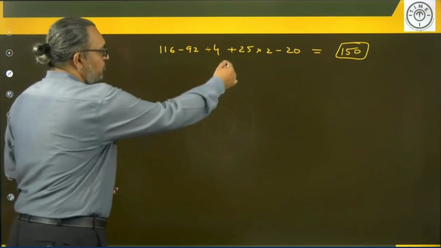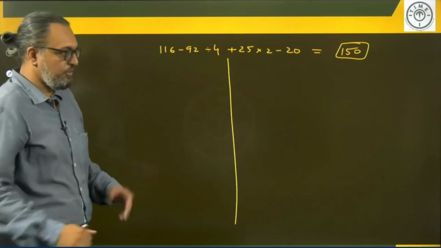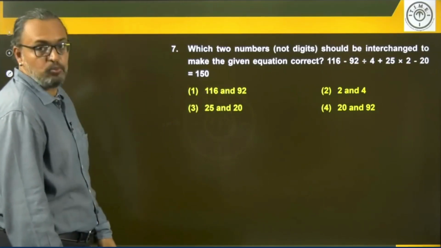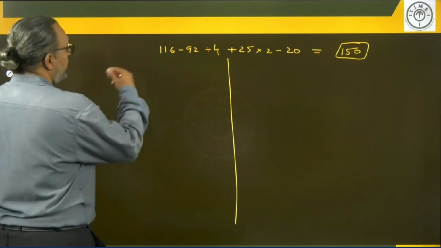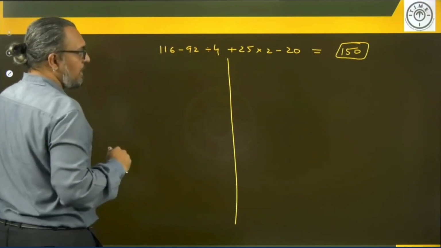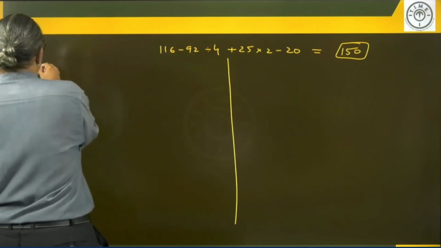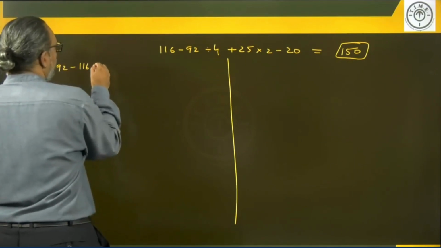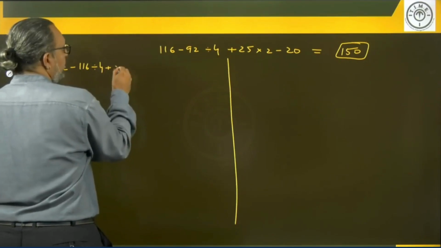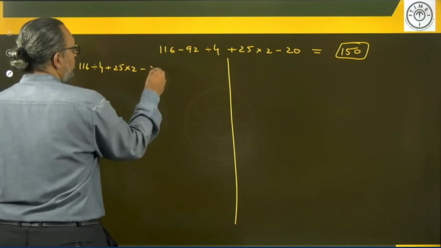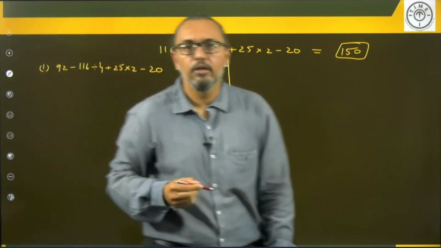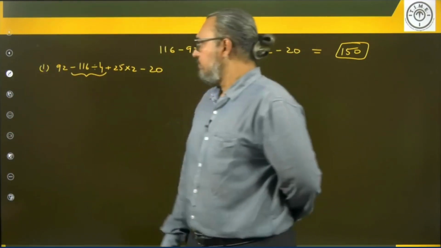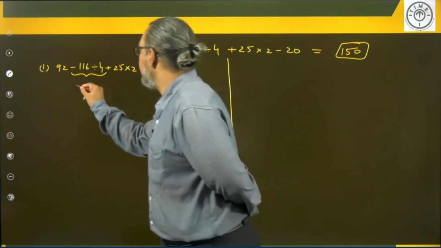So this again we have to go with options, okay. So the first option is 116 and 92, okay. So let's take that. So if I exchange 116 and 92, the first option, we have 92 minus 116 divided by 4 plus 25 into 2 minus 20. So let's see how much am I going to get for this, okay. So first we take the division. So here you will get negative.